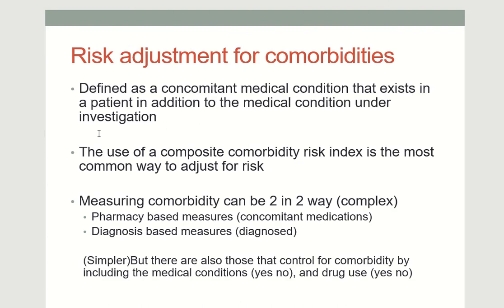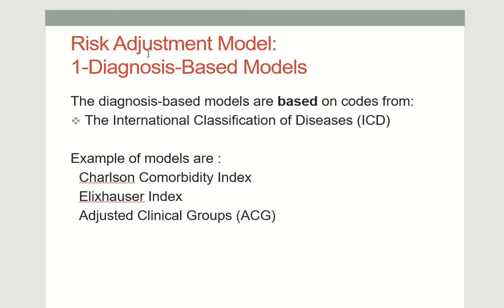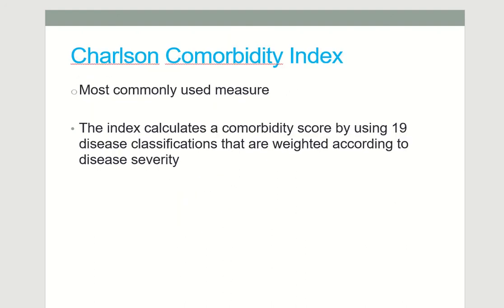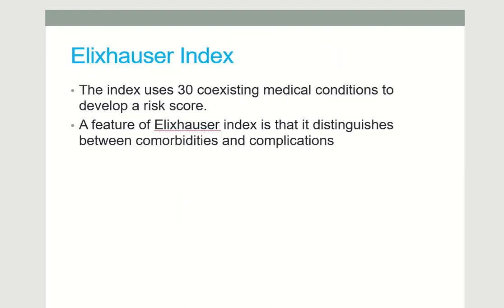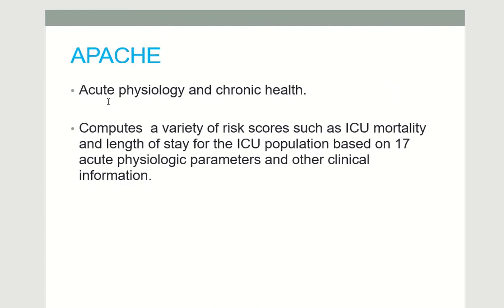So here you have adjustment for comorbidities, an example. Here's risk adjustment based on the diagnostic-based model. So you have the Charlson Comorbidity Index, the Elixhauser Index, the adjusted clinical group. All of them are trying to do the same thing. They're trying to figure out how bad the situation of the patients is. There's a slide that explains the Charlson comorbidity, the Elixhauser index, the third one. Also the APACHE that I told you about is one of the techniques.